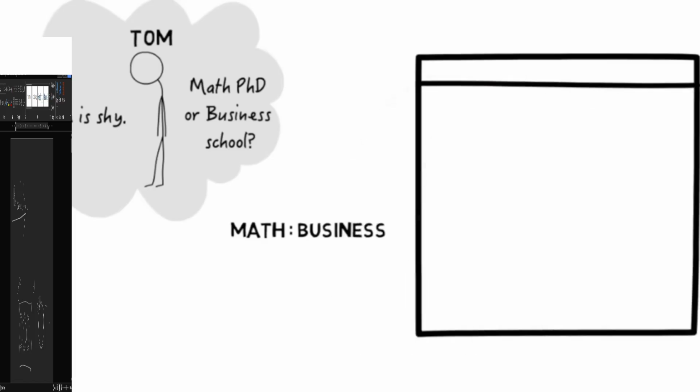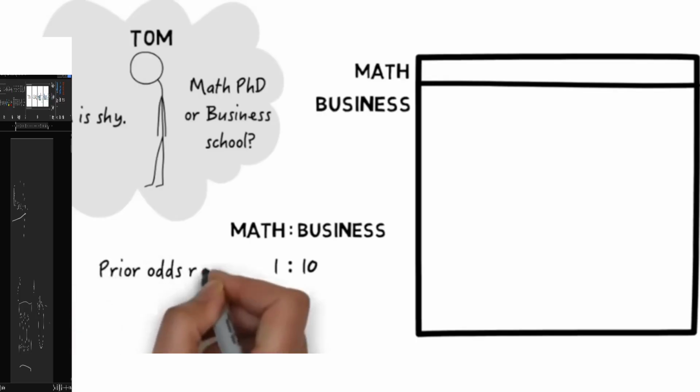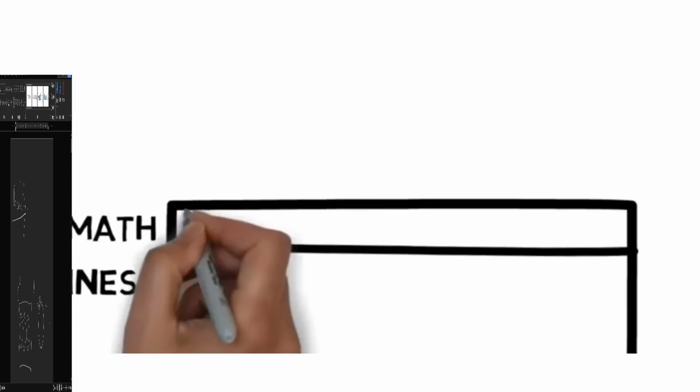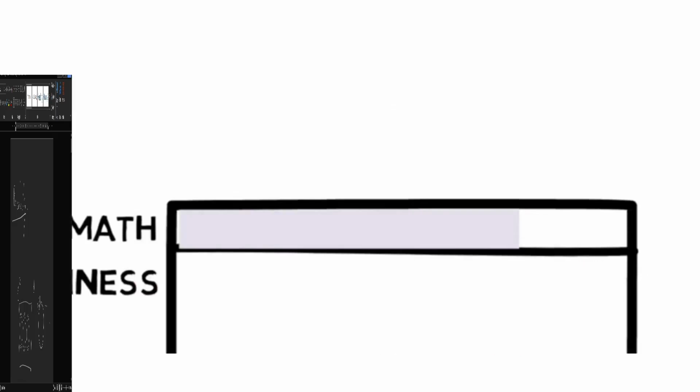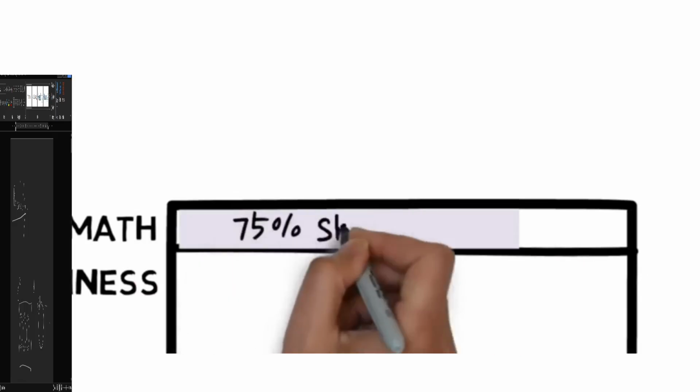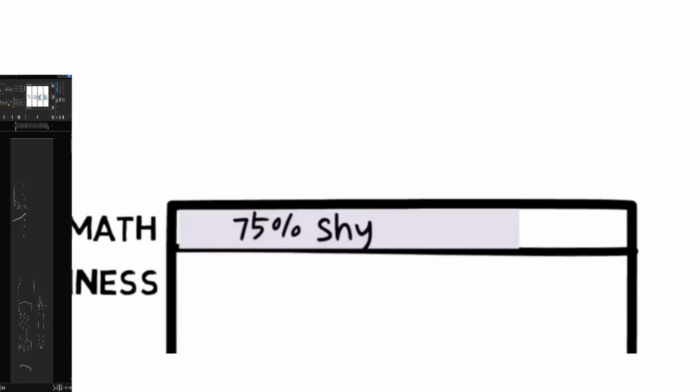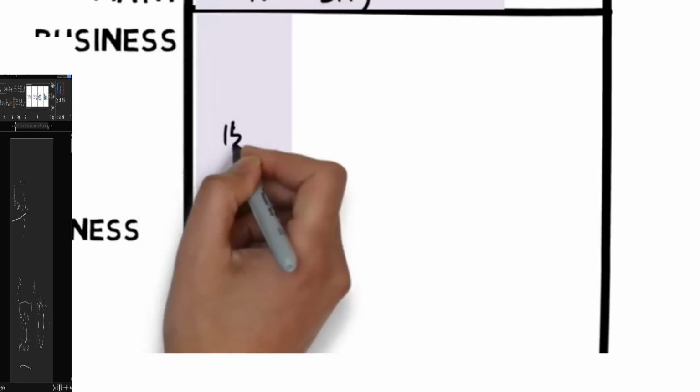So you can imagine that this divided rectangle represents the relative proportions of math to business students, very roughly speaking. We'll put it at 1 to 10. And now looking just at math students, we can ask, how common is shyness? I would very roughly guess that it's about 75% of math PhD students come off as shy. And now looking just at business school students, again, guessing roughly, I'd say about 15% of business school students come off as shy.